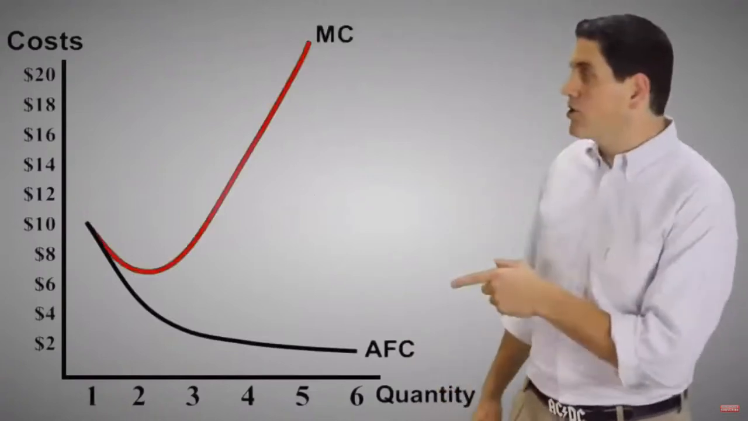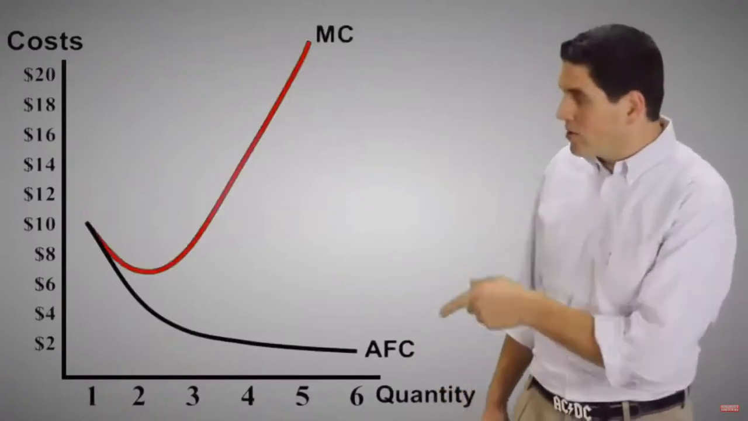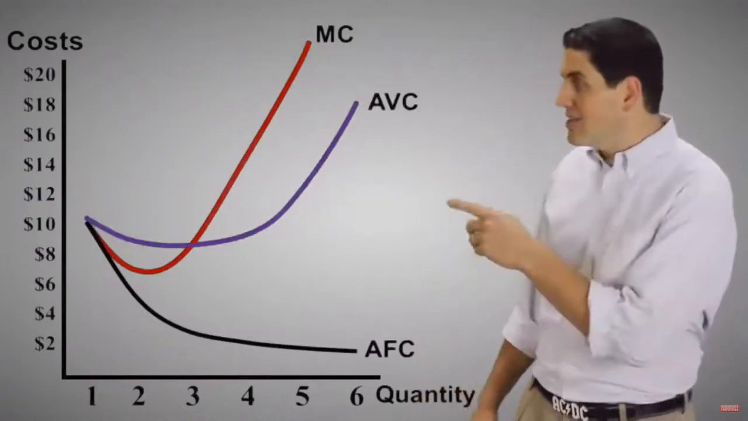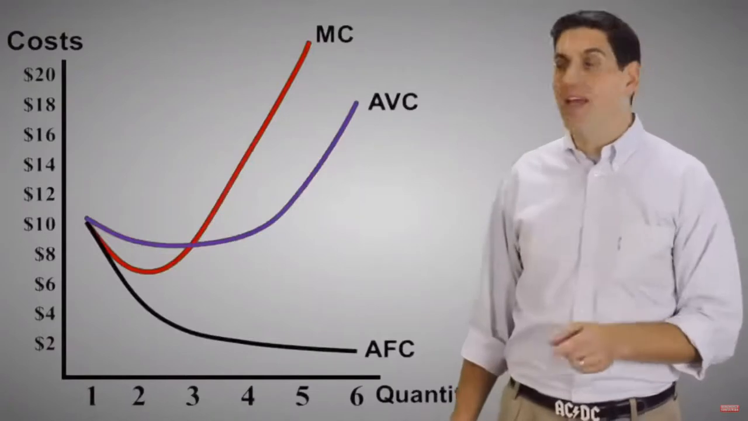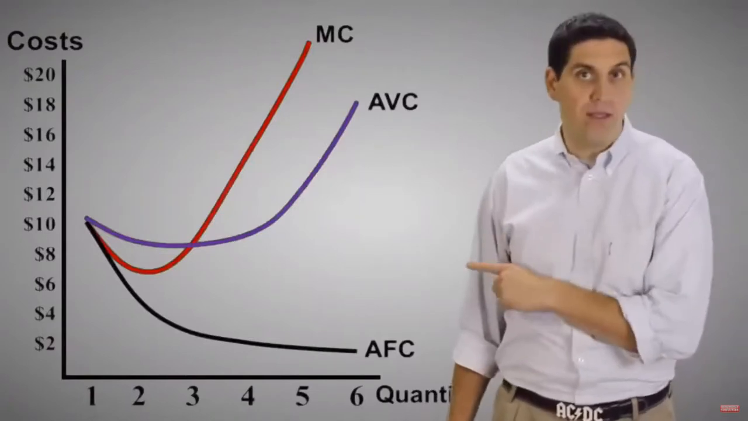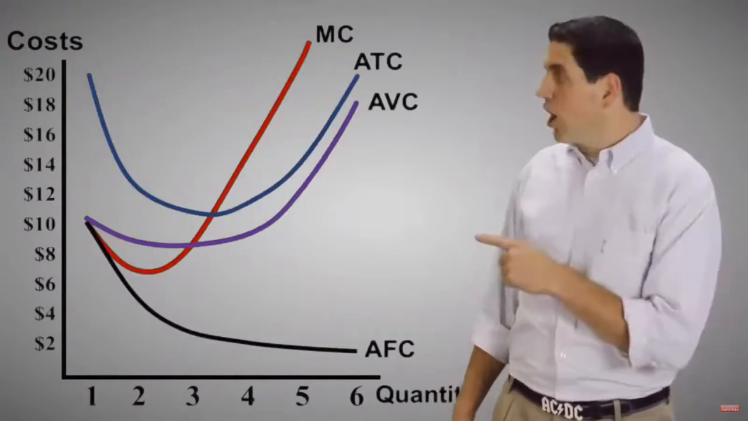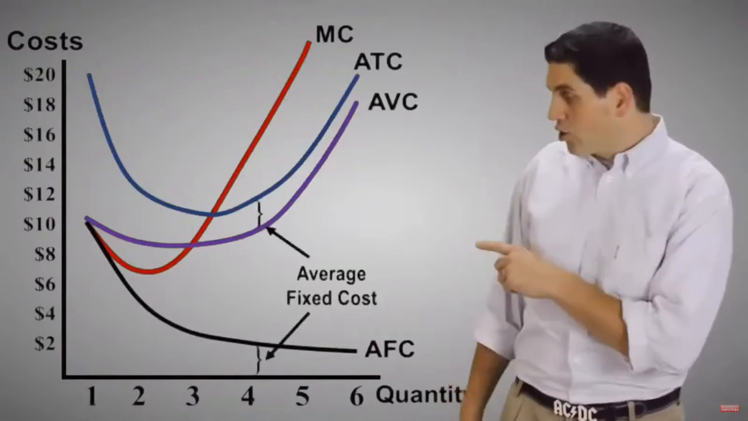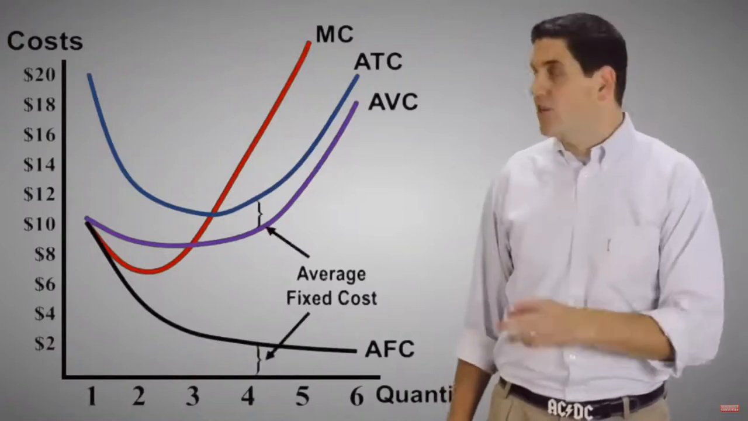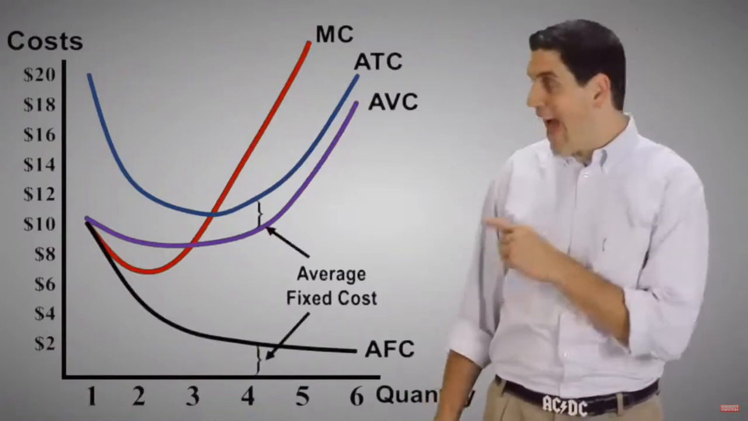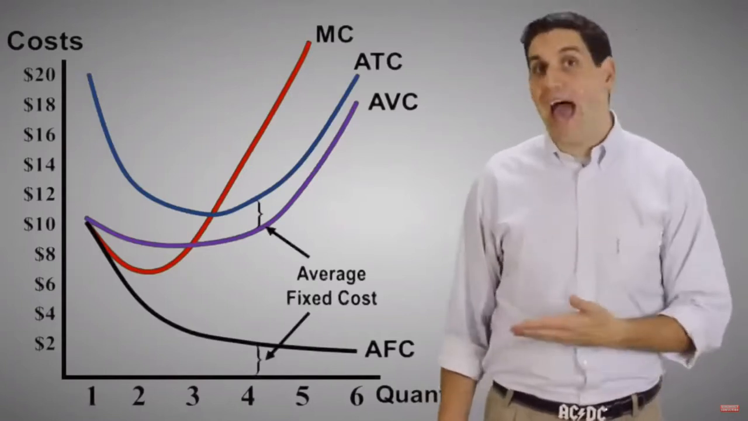Next up is the marginal cost curve. Marginal cost always goes down and up because of the law of diminishing marginal returns. Average variable cost goes down and up, and it hits marginal cost at average variable cost's minimum point. The average total cost also goes down and back up, and it hits marginal cost at ATC's minimum. Notice the vertical distance right here is the same as the vertical distance right there. That's because the average fixed cost plus the average variable cost equals the average total cost.